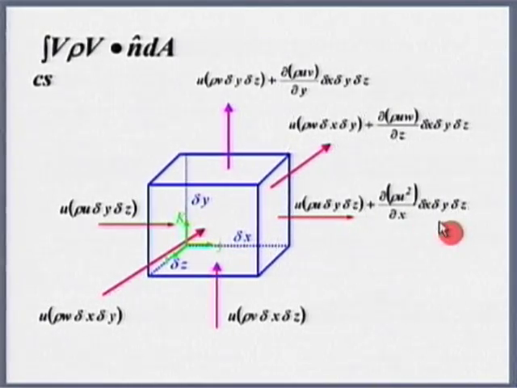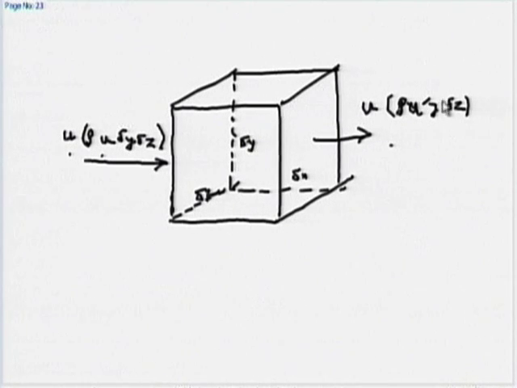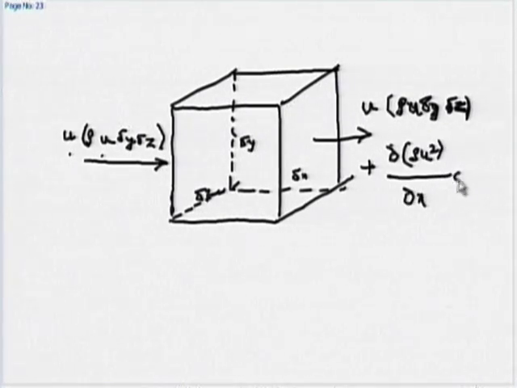Now, what is the momentum getting out? The momentum getting out is again a Taylor series expansion. So, the same thing, f of x, I will get f of x plus del f by del x. So, that is rho u delta y delta z plus del of rho u squared upon del x, times delta x delta y delta z. Here please read this as delta z, I am not able to complete that delta z.